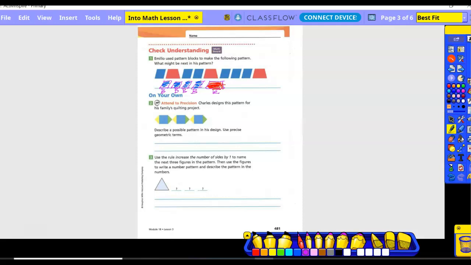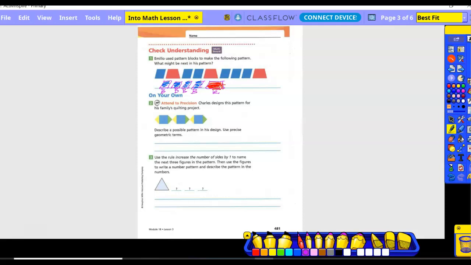Okay. All right, on your own, number 2, attention to precision. Charles designs this pattern for his family's quilting project. Okay, so what do you notice? We have a what? A yellow triangle, a blue triangle, and then a green triangle. Okay, and then does that pattern keep repeating over and over again? Does anything change with it? No, or a blue square, right? Not a triangle, sorry.